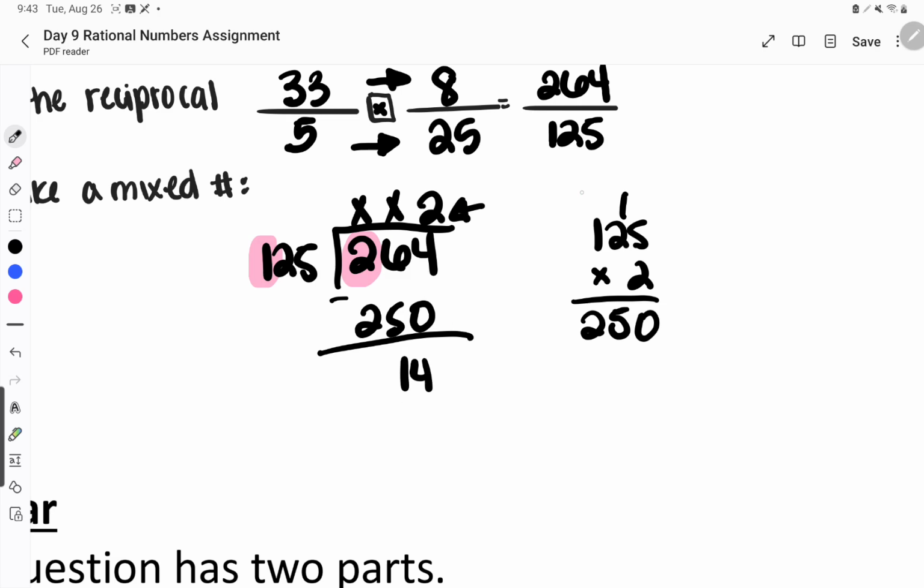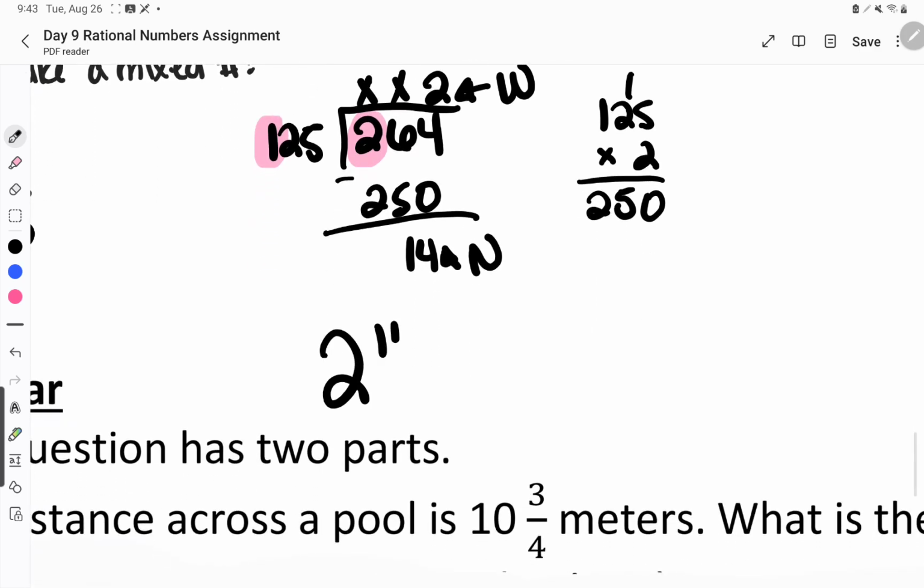This 2 right here is a whole number. That is a whole number, which makes this 14 right here a numerator. So we will have 2 and 14 over 125.